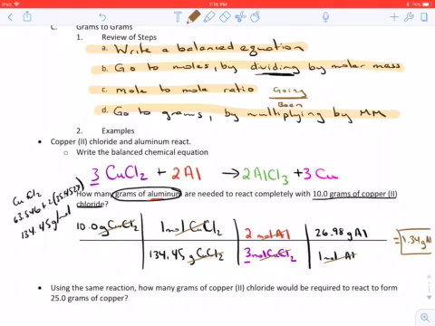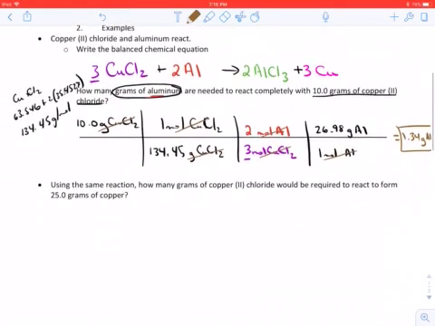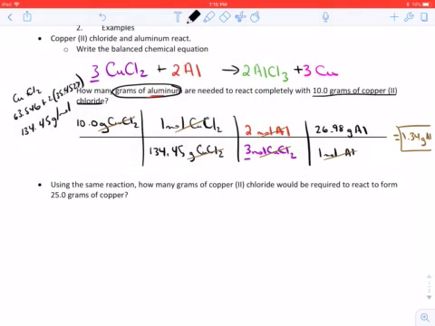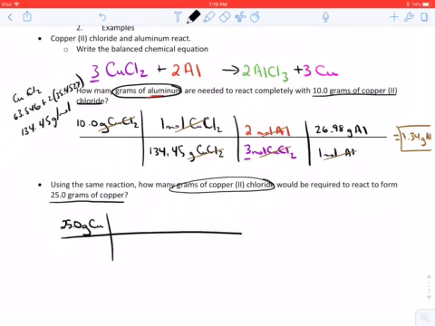So let's try that again. On this next one, we're going to go through our same steps again. Alright? Except this time we're looking for grams of copper chloride, and we're trying to figure out if we start with 25 grams of copper. So we've got 25.0 grams of Cu. And so we start right there. Remember, this first spot is empty, just like up there.